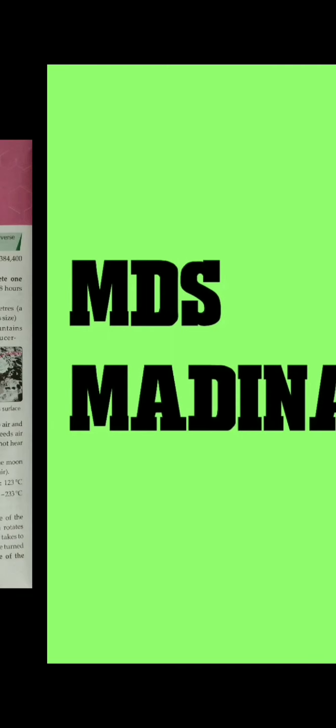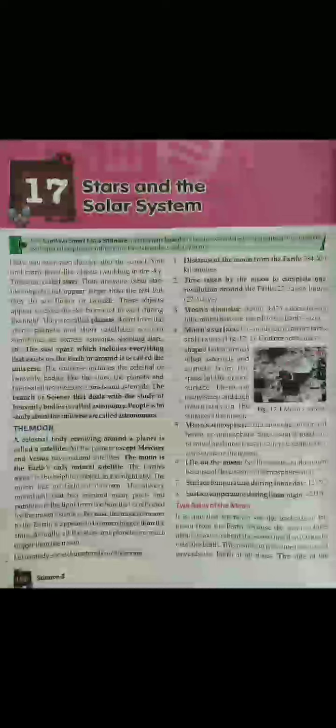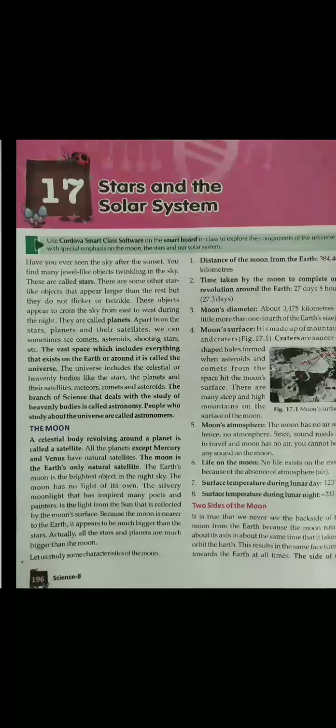Today we will study our chapter number 17. It is for 8th class. Chapter number 17 name is Stars and the Solar System. So for today in this chapter we will study the moon, phases of the moon, the stars, the solar system, the sun, planets. So let's start our chapter.